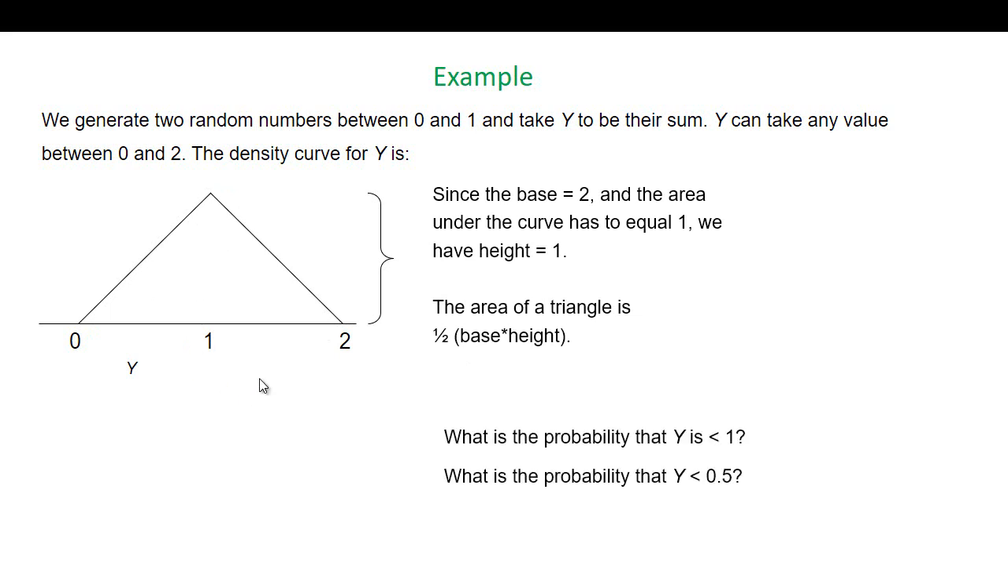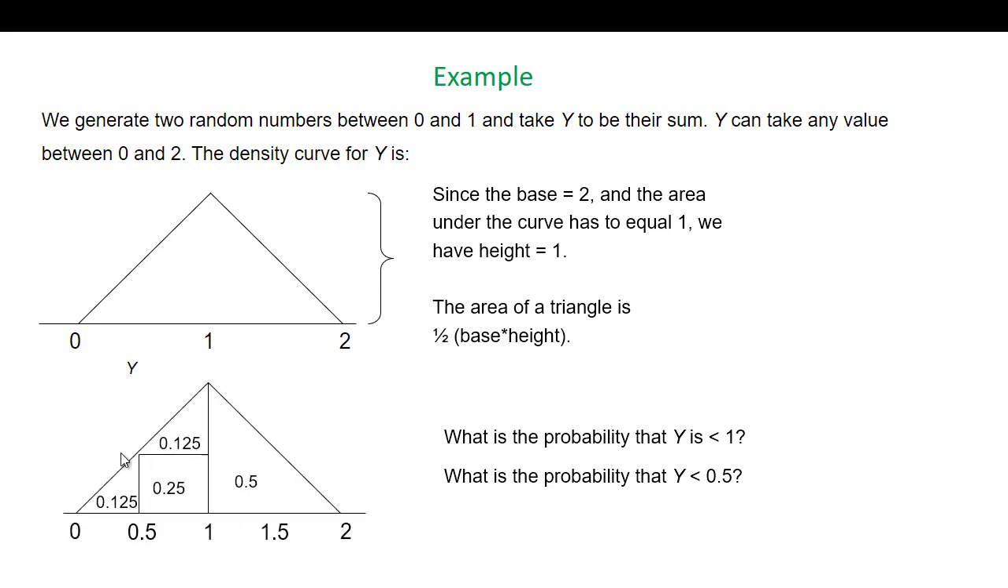And so what's the probability that y is less than 1? Well, that's going to be 0.5, because this curve is symmetric about 1. So on the left and on the right side of 1, we have the same area under the curve. And what's the probability that y is less than 0.5? That's going to be 0.125. So the probability that y is less than 1 is 0.5, the area of half of this triangle, and the probability that y is less than 0.5 would be this, 0.125.